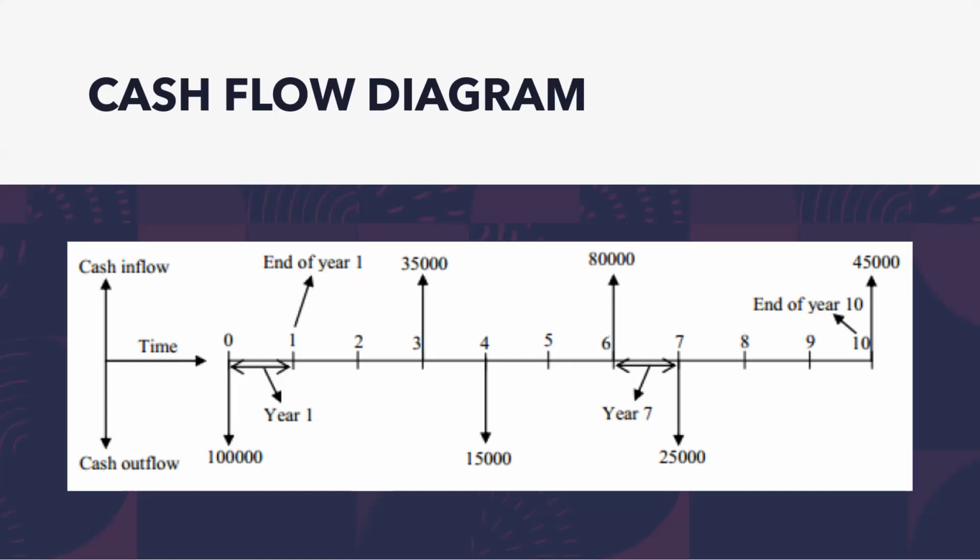There are basic rules that we need to follow when developing cash flow diagrams. We discussed those that day as well. Regardless of whether a cash inflow or outflow happens in the middle of the year or on any day between two years, we consider it to have happened at the end of the year. That's why we have this 35,000 at the end of the third year. It may have happened between year 2 and year 3, but we consider it to have happened at the end of the third year. At the end of the fourth year, we have a cash outflow of 15,000. Likewise, we can draw the cash flow diagram accordingly.